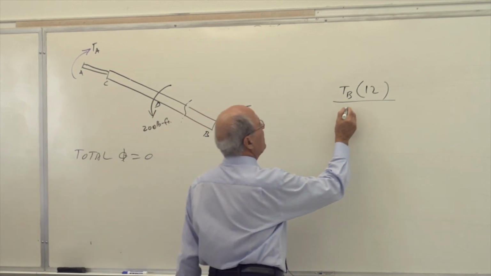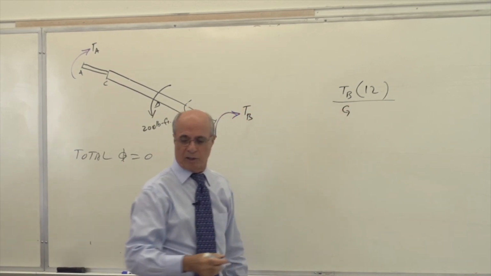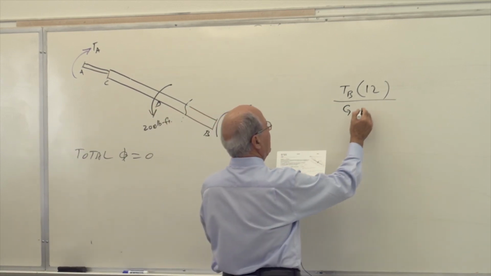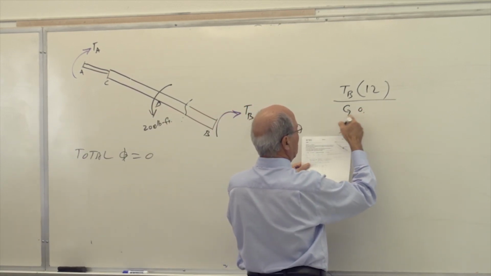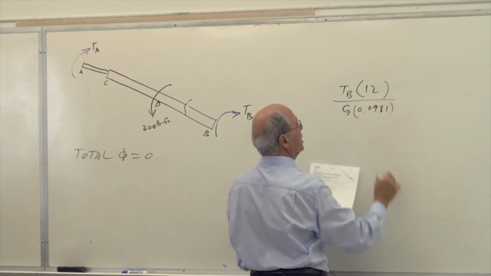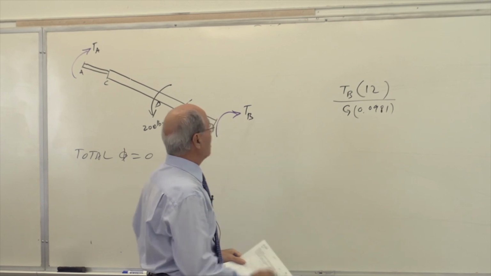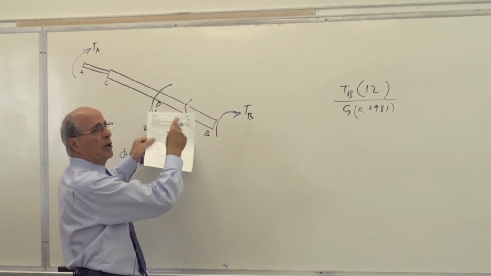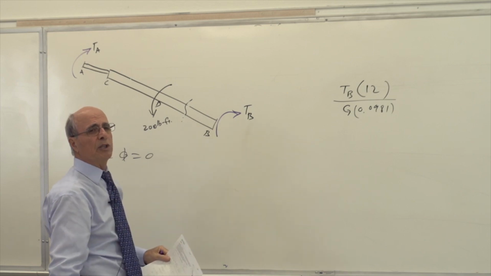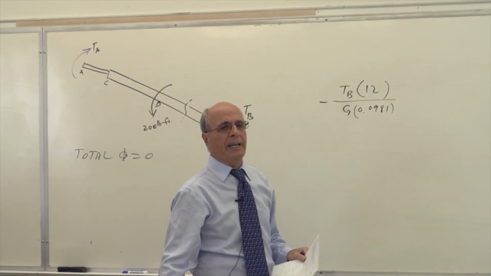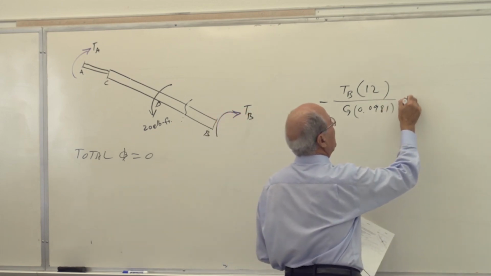G is the same. So the J, you all calculated that correctly. G is equal, this is G, and the J is 0.0981 inch to the power of 4. But is it going clockwise or counterclockwise? Remember, you are going action, action, action. That is going to be going clockwise. Therefore, it is negative. Then you go to the second part.